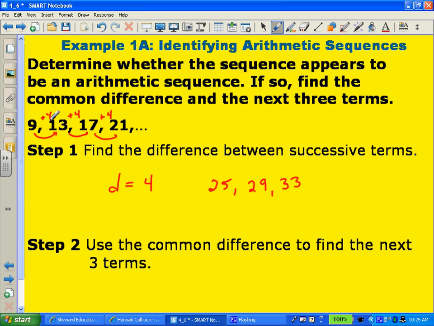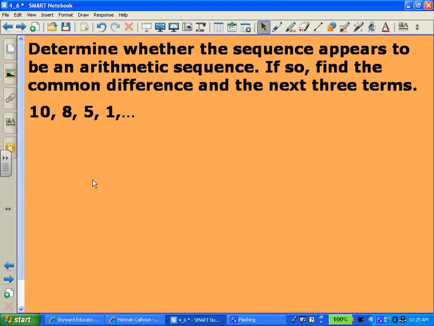I would write the sequence out. I would show here how I go from one term to the next. I'd write down what my common difference was, and then my next 3 terms. Let's look at one more like that.